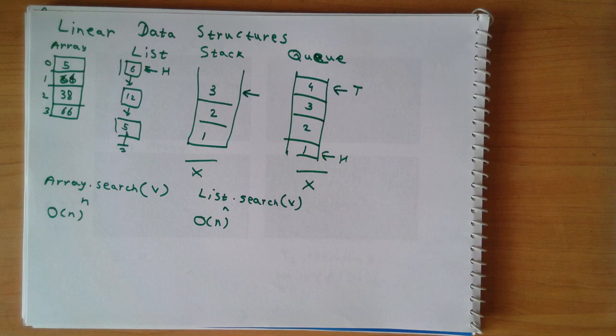However, let's think about a possible way to improve the efficiency of my search operation. What if all the elements in my linear data structure, array and list, are arranged in a certain order, and then this order can help me to reduce the asymptotic time complexity of my search?